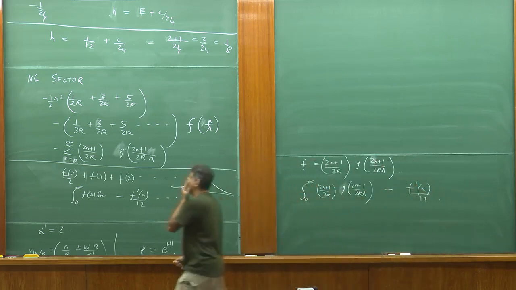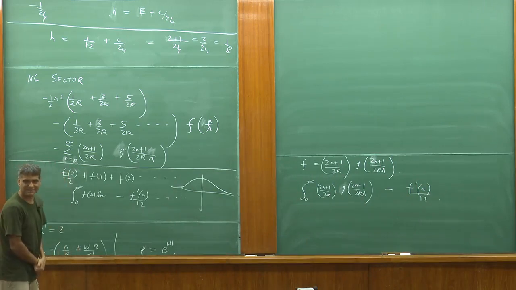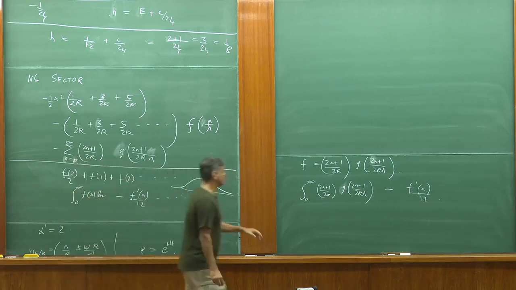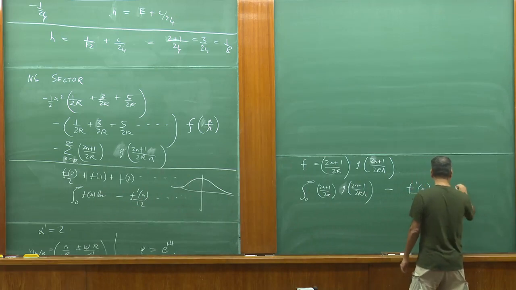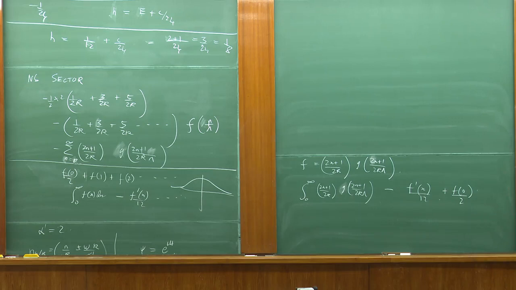And this would have been the case had we taken f of 0 by 2. But really what we started with here was f of 0. So we will have to add a term which is plus f of 0 by 2. Now this correctly computes our sum. Is this clear?